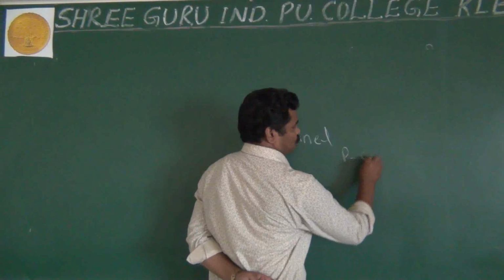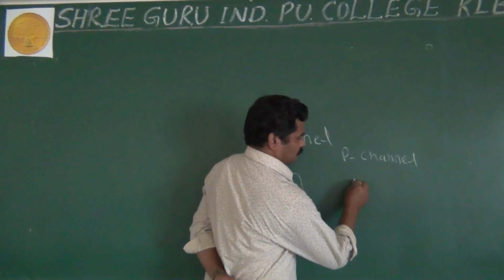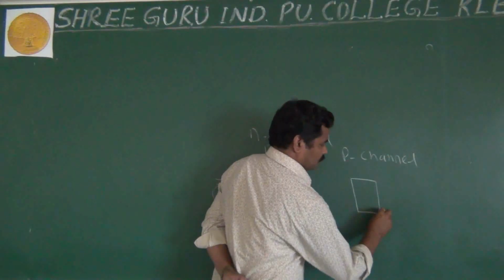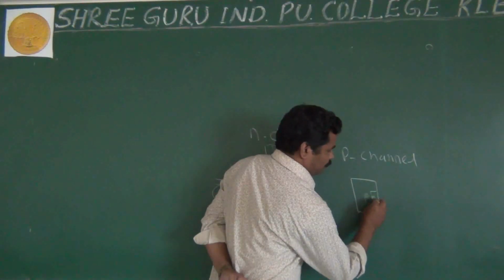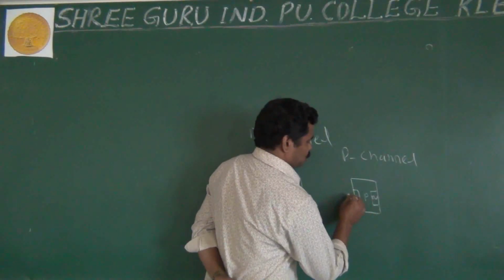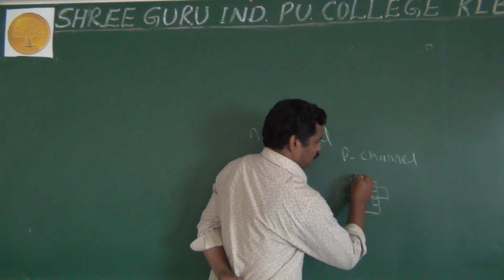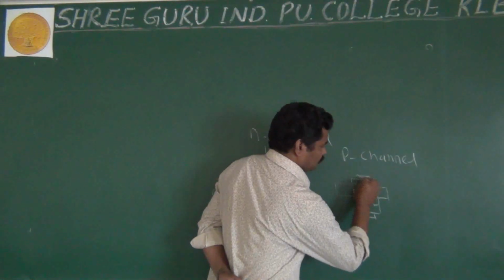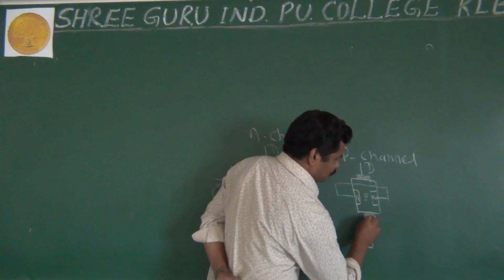It is also the same, with a very small change. For the P-channel JFET, you take a P-type semiconductor bar, and on the opposite sides you make the N-type diffusion. Here also these two N-type regions are interconnected, and you make metal contacts above and below. This is your drain, and this is your source.